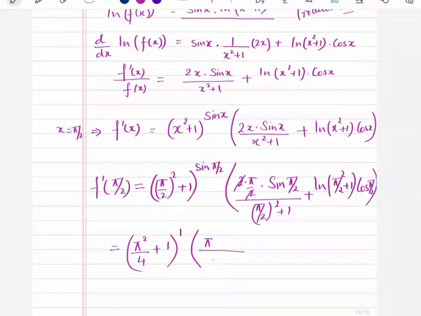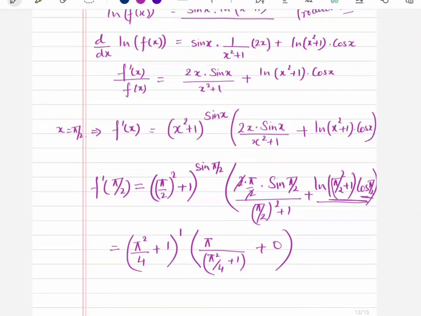Over pi squared over 4 plus 1. I'll put that in a bracket, plus ln of pi squared over 4 plus 1, but it's multiplied with cos pi over 2, and cos 90 degrees is 0. So that whole thing will become 0 when we multiply it by 0. So we can get rid of that, or just for the sake of explanation, I'll write 0 there.